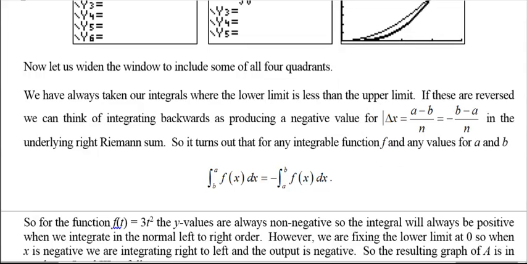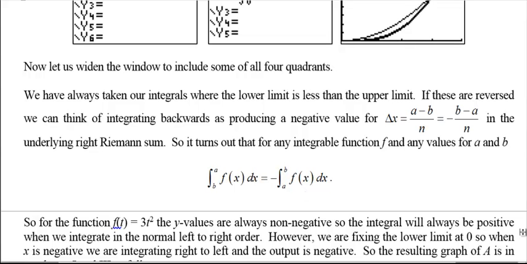So if you're integrating backwards, where b is greater than a and going from b to a, so you're integrating essentially from right to left, you get a negative delta x in the underlying Riemann sum. So it turns out that you get the opposite thing. So the integral from b to a of f of x dx is the opposite of the integral from a to b of f of x dx.